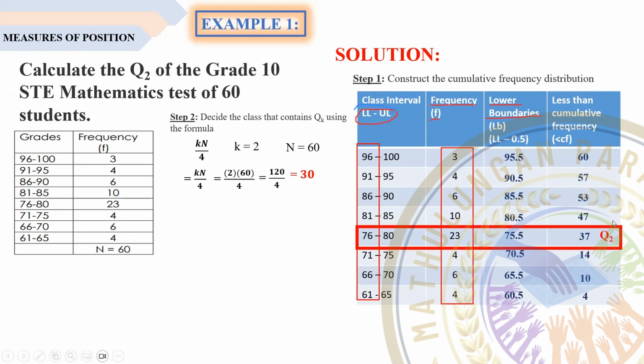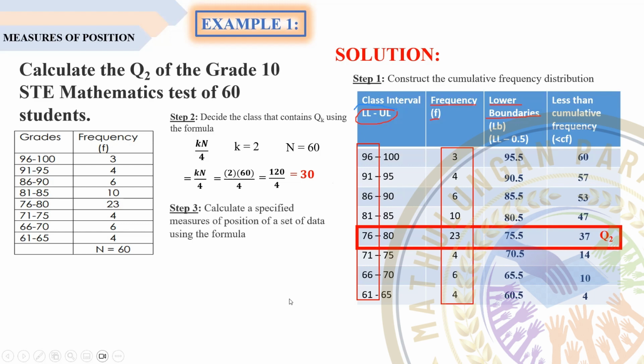So, nakadepende yung ating step 2 at nakadepende din yung ating data sa value natin sa step 2 na kung saan i-compare natin ito at hahanapin natin ito sa value ng less than cumulative frequency. Again, yung 37 ang basehan natin kasi dito nakapaloob yung 30 na nakuha natin sa step 2.